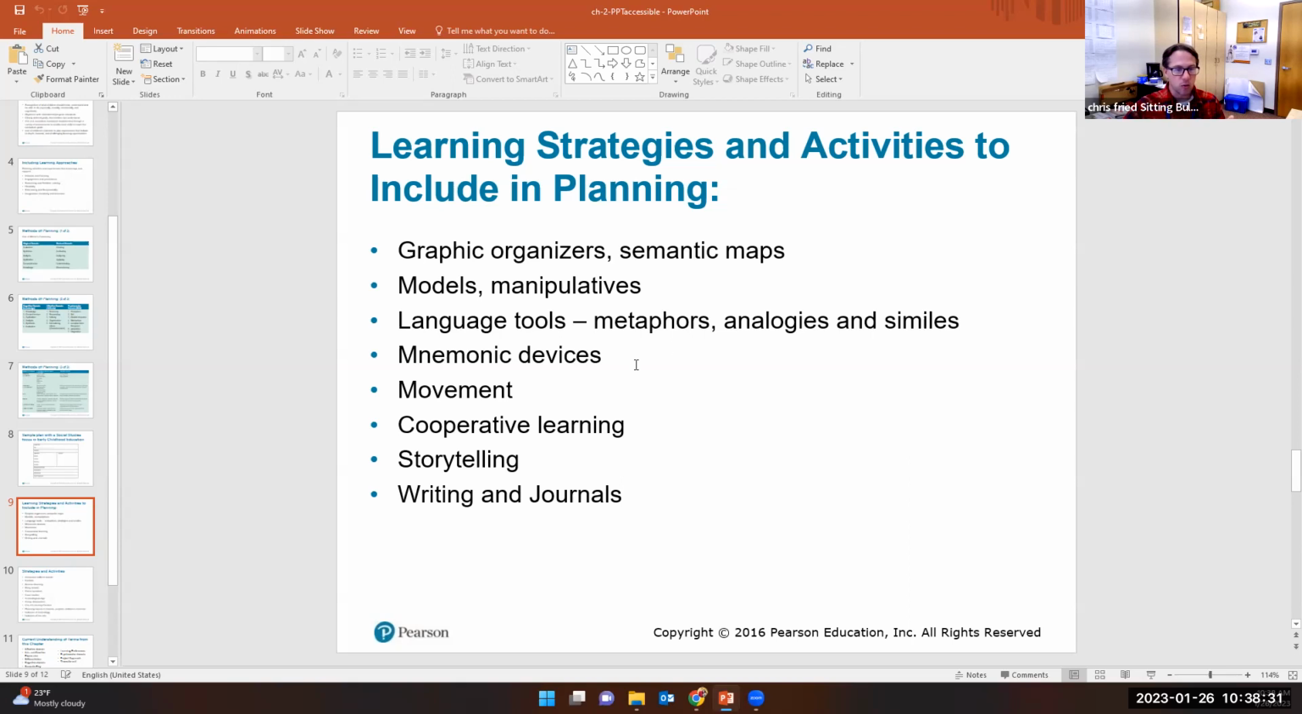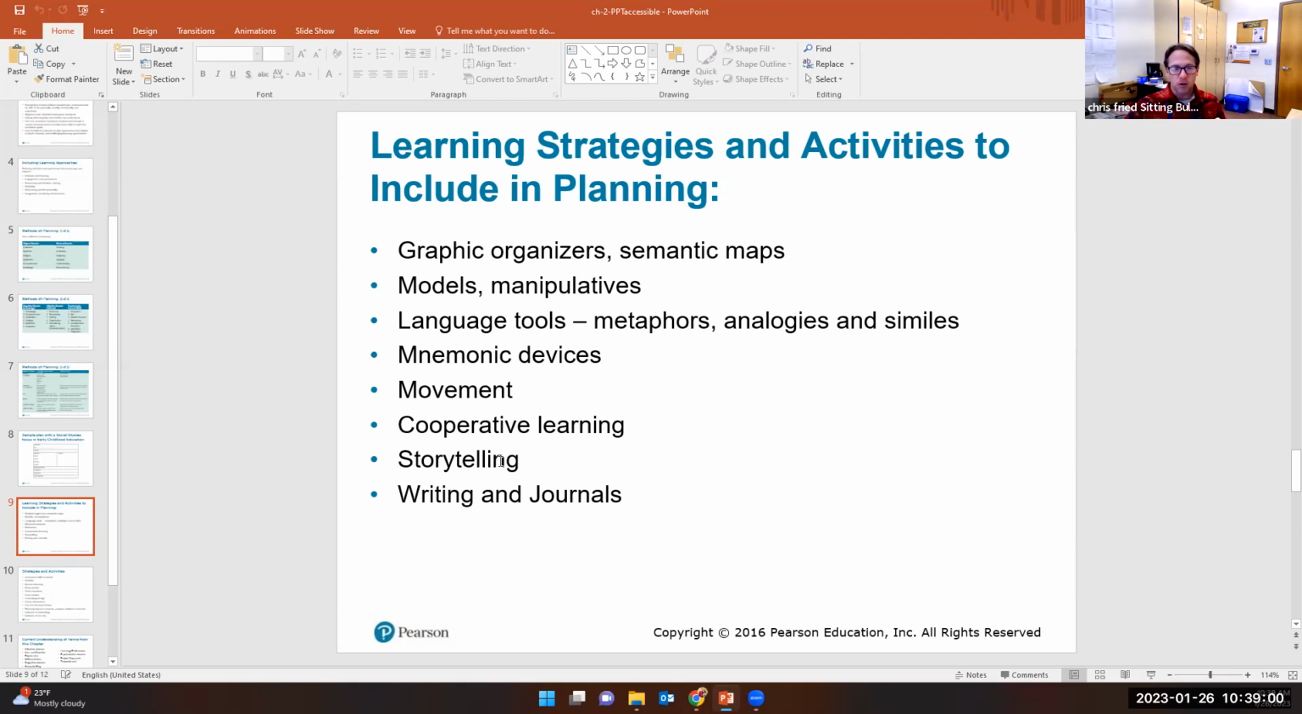And movement, of course, is important in early childhood. Anytime you can connect learning to movement, there's a better chance that children will remember and recall that information later on. Cooperative learning, of course, working together in groups. This is a good opportunity to not just help each other, for the students to help each other learn about different topics and different material, but also helps their social skills and working together in groups.